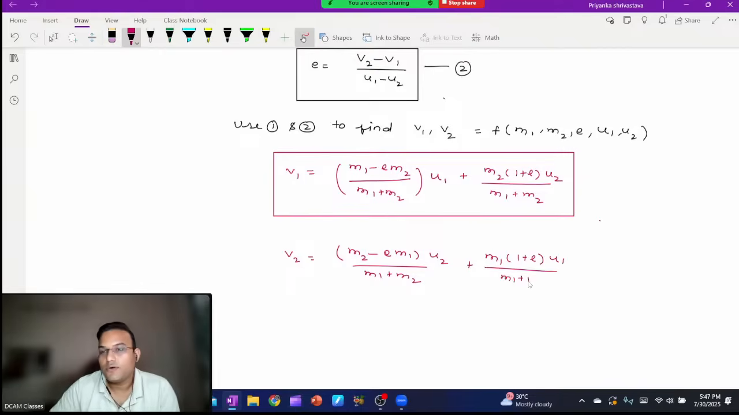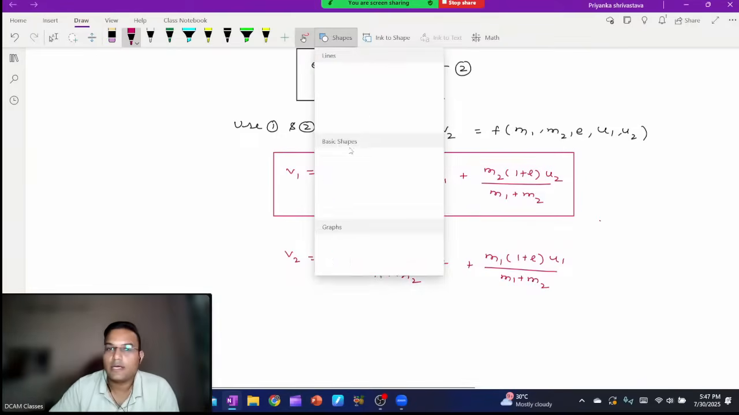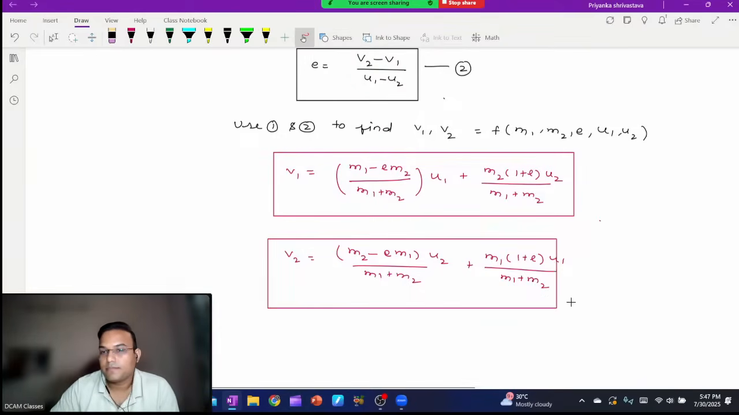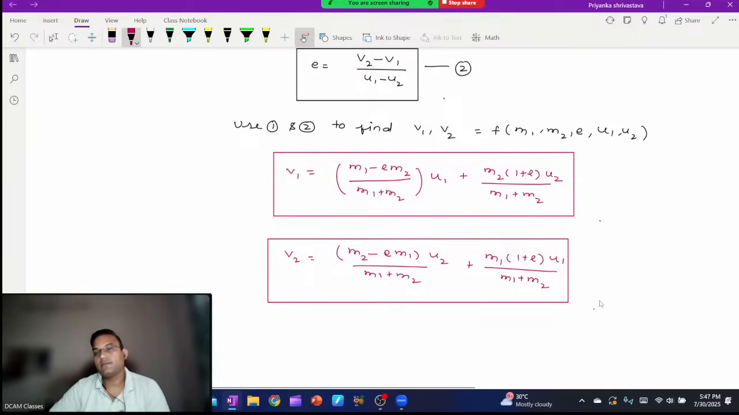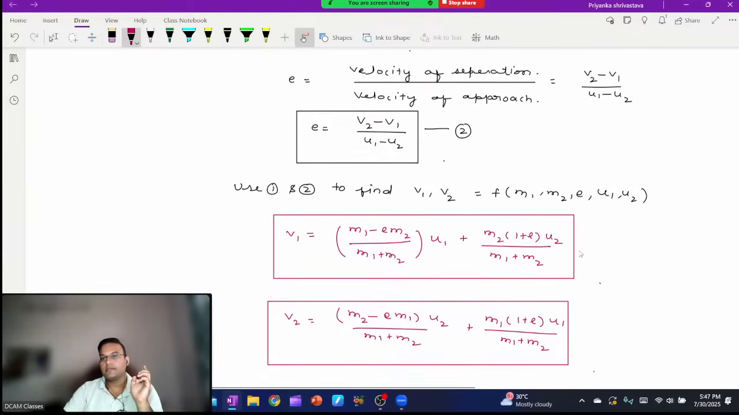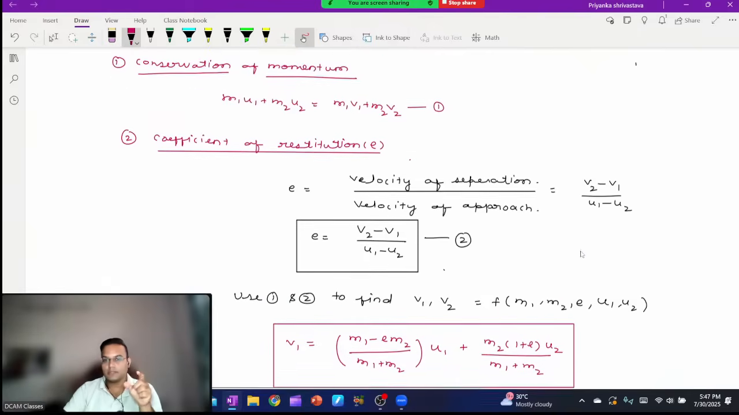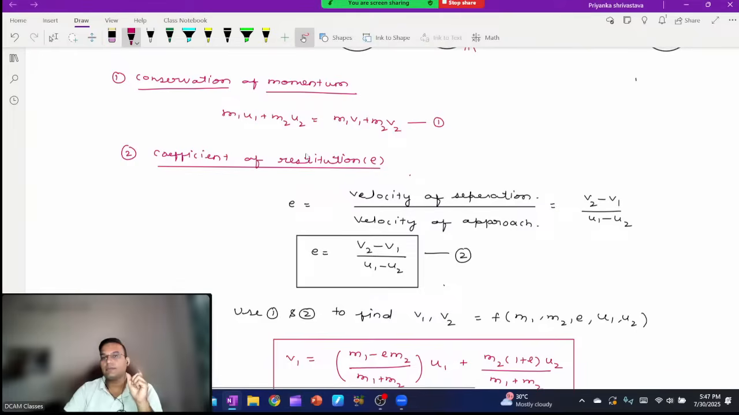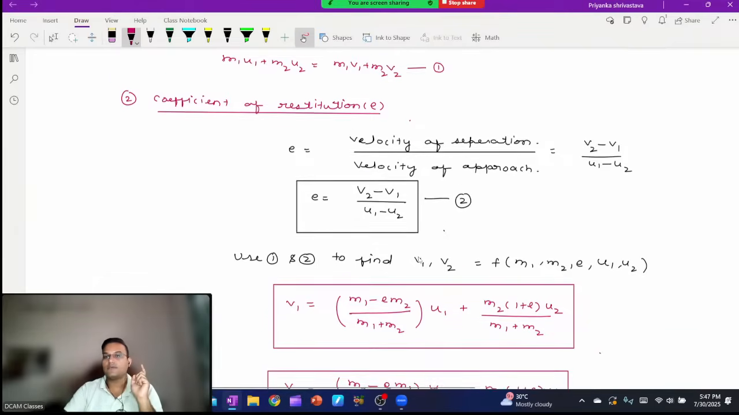See, if you want to remember this formula, you can remember it, but it's not advisable. I never try to remember this. I have told you how to calculate it, because the only thing that you need to remember is that you get this formula by solving these two equations, the law of conservation of momentum and the coefficient of restitution.